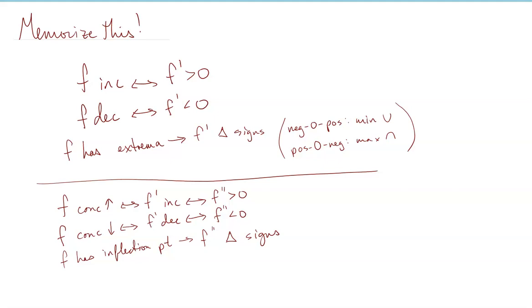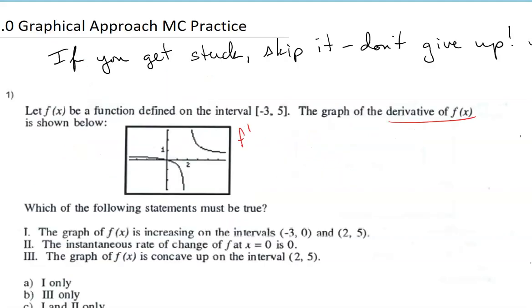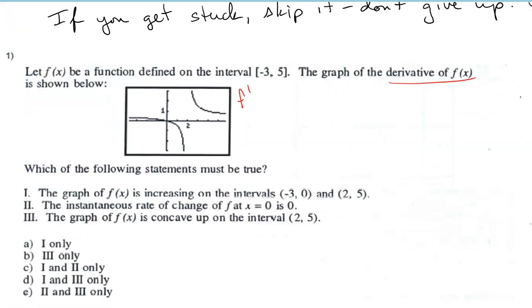Going back to this, starting with number 1, and I already labeled this one. Also, please make sure that you pay close attention to which graph you are given. So here it says the graph of the derivative of f is given, so I labeled this as f prime. So we want to know which of these 3 statements is true, or must be true.